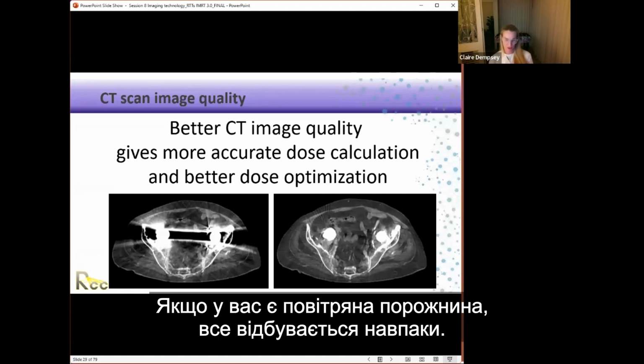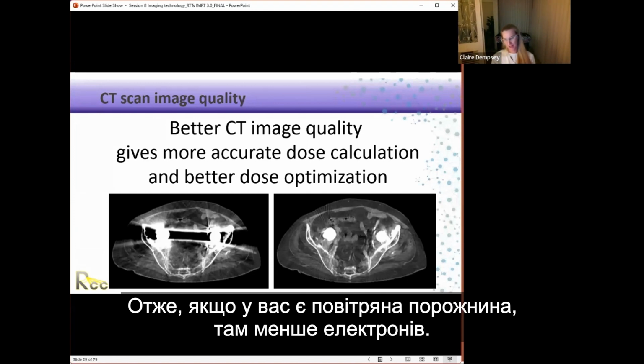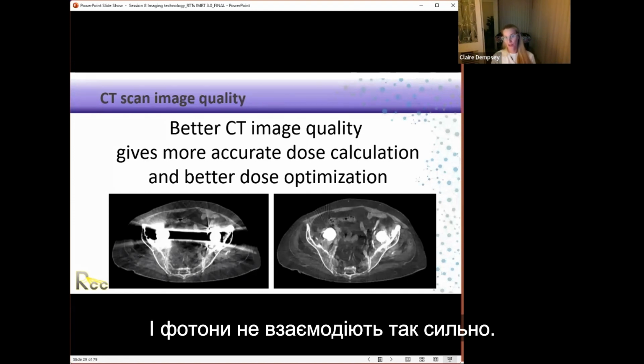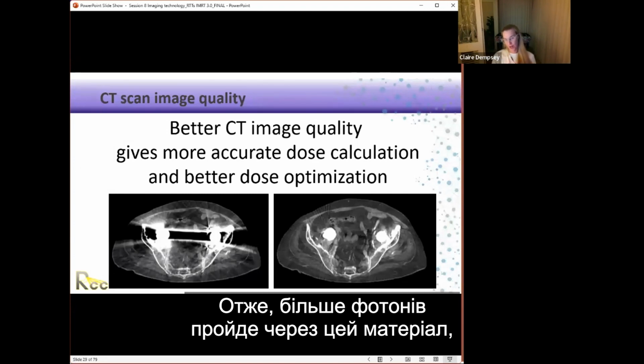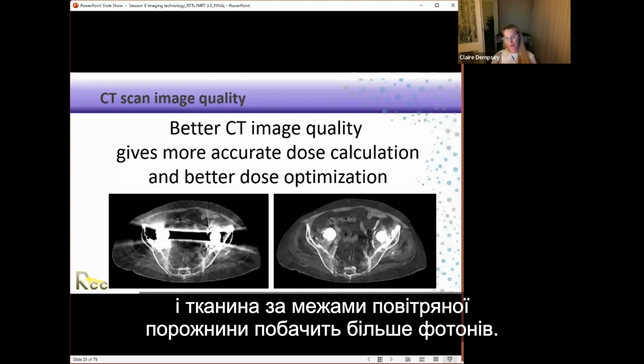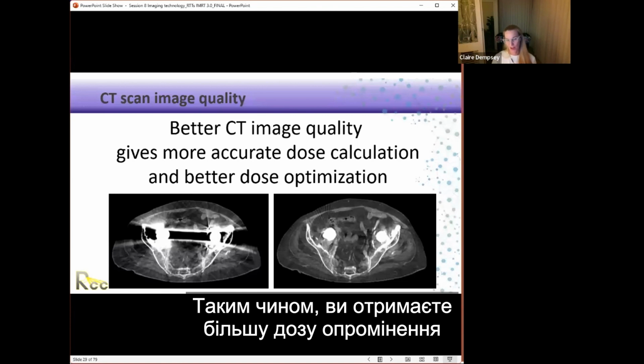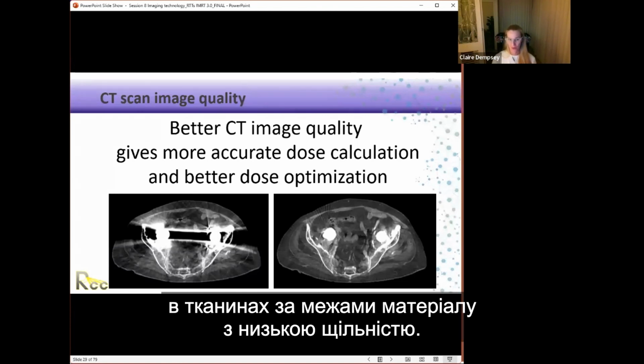The inverse is true if you have an air cavity. If you have an air cavity, there's fewer electrons, so the photons aren't interacting as much. More photons are going to pass through that material, and the tissue beyond the air cavity is going to see more photons, and thus you'll get more dose depositing in that tissue beyond the low density material.